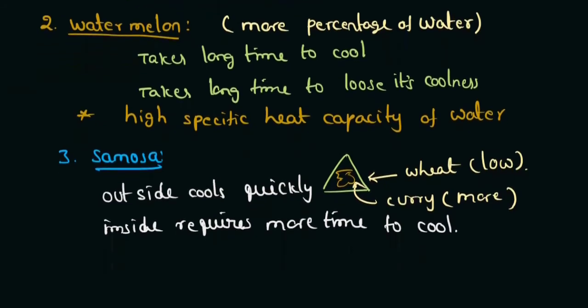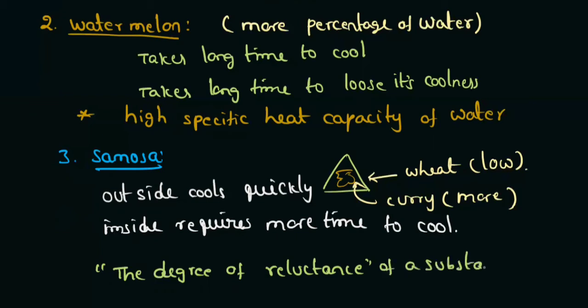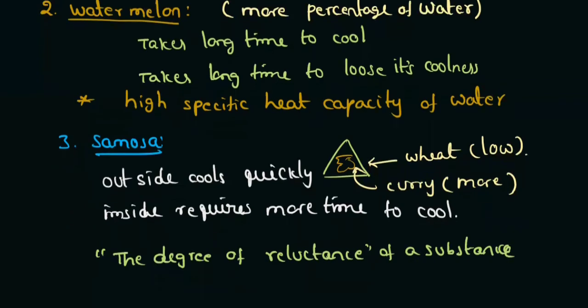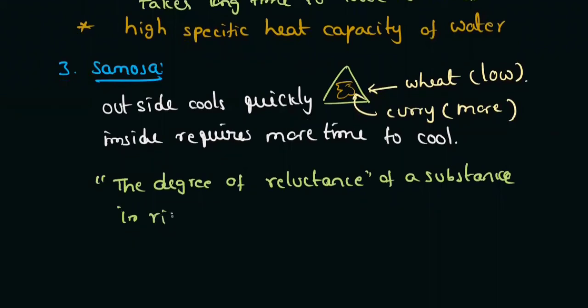Whenever you talk about specific heat capacity, after discussing these applications you must have clarity. It is nothing but the degree of reluctance of a substance in raising its temperature.